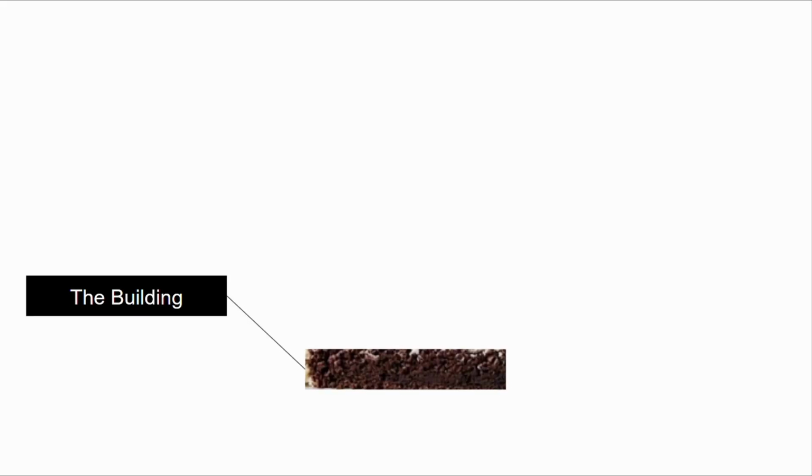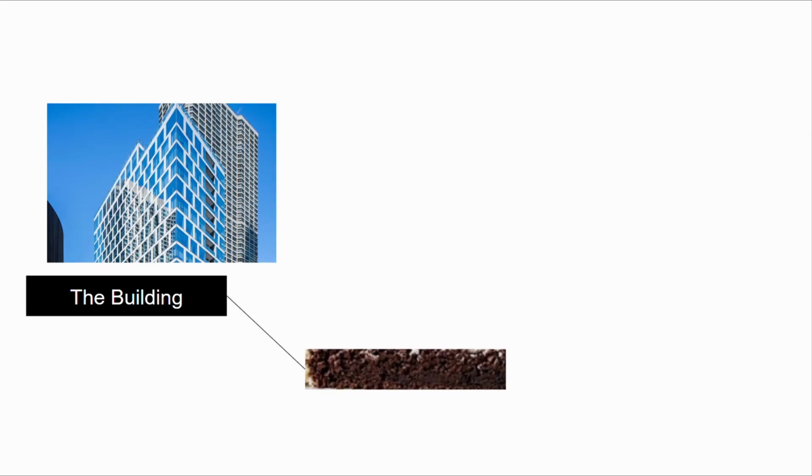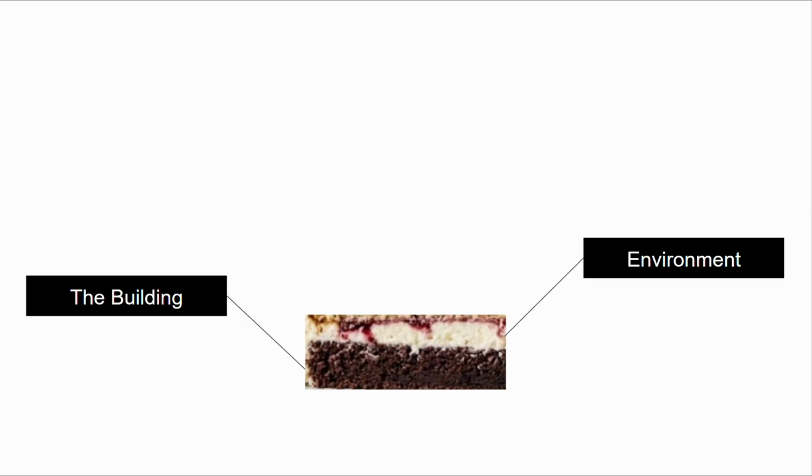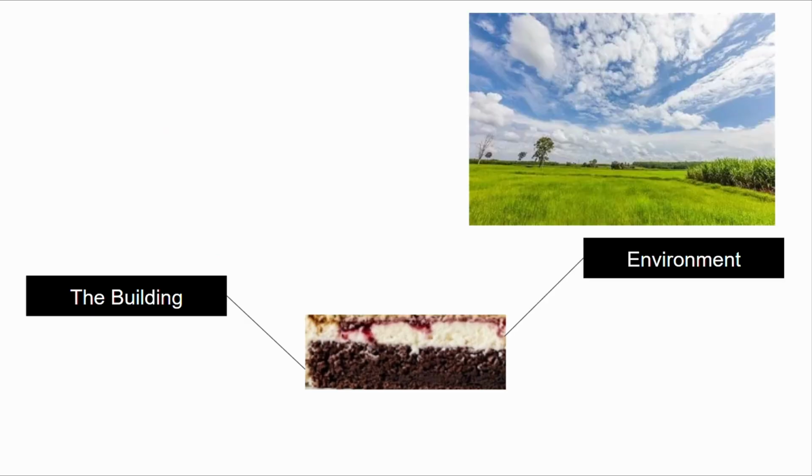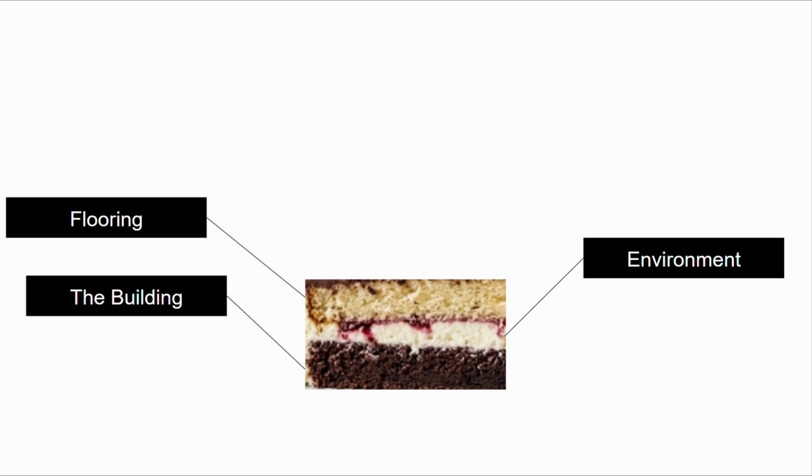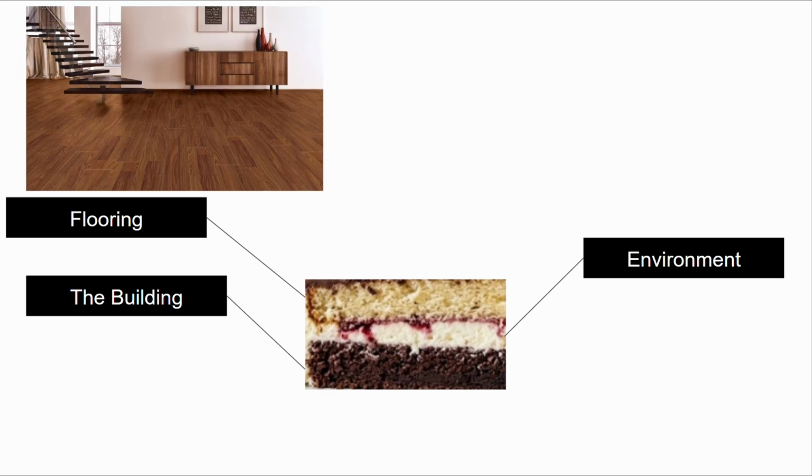Let's see here. So we got the building, which is practically whatever you see. Skyscrapers, homes, whatever makes that building, alright? Then we got the environment. What surrounds the building. In other words, whatever makes the place look good and feel good. Then you got the flooring, which is whatever you put inside the building on the foundational floor. Right when you step in, you see the floor.